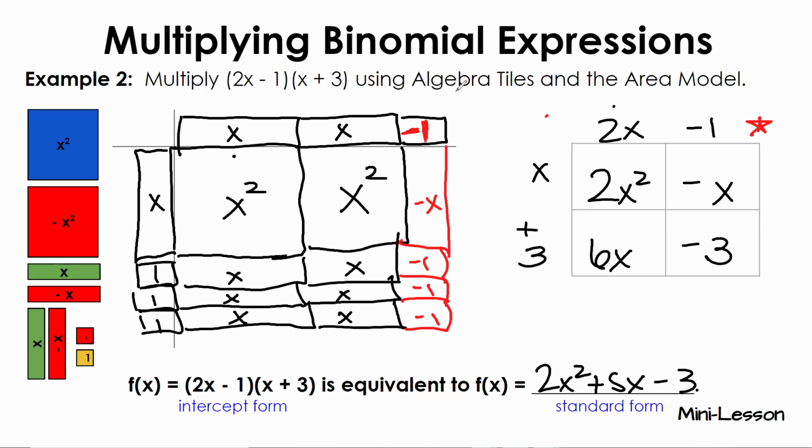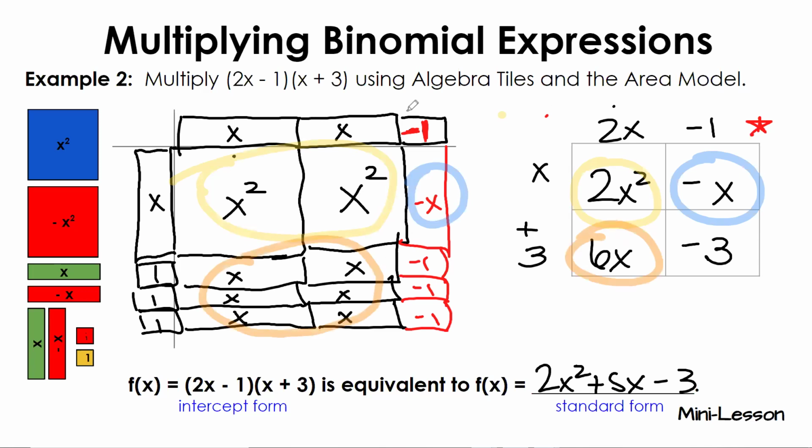I want to just take a second and kind of show you something. You probably have already realized this, but if you look, this 2x squared is represented by these. This -1x is right here. This 6x is right here. And this -3 is right there. It's just a visual representation versus a, like, I don't know what you would call it, concrete representation.